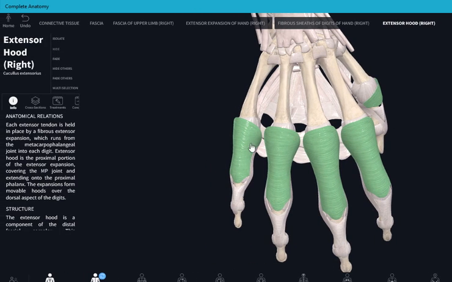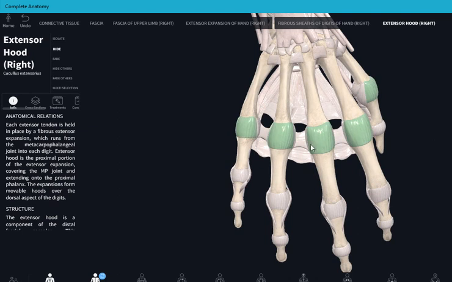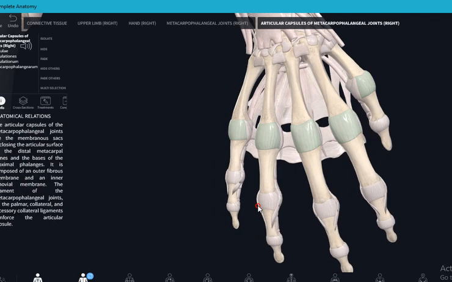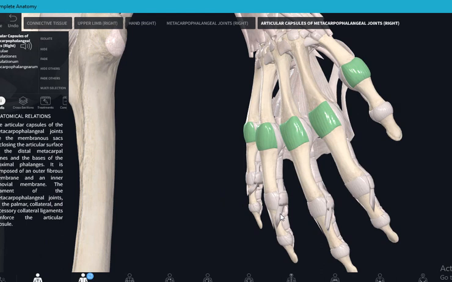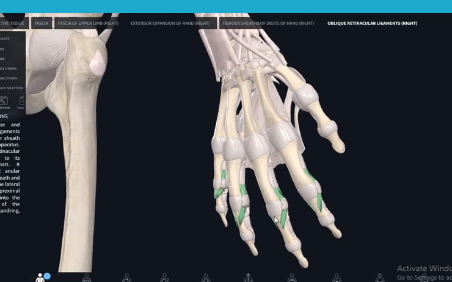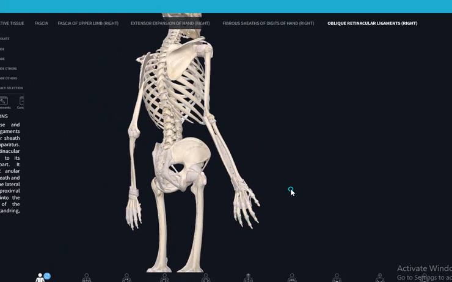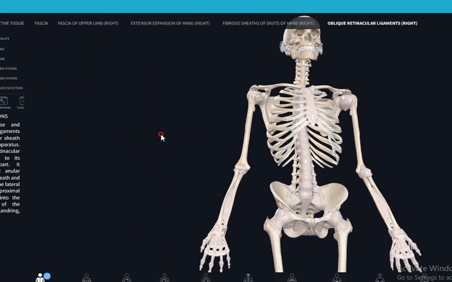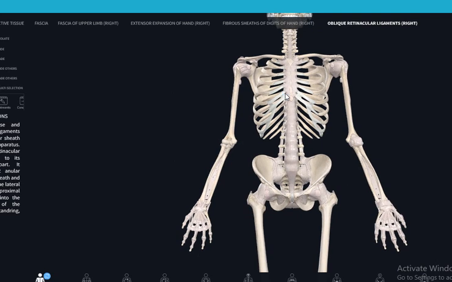So when we hide this, we are going to go internally, and you can visualize the different articular capsules which are involved here. So this one here, which is going lateral and going posterior, is the oblique retinacular ligament. So from here we visualize all the different connective tissues which are now involved with the upper limb.